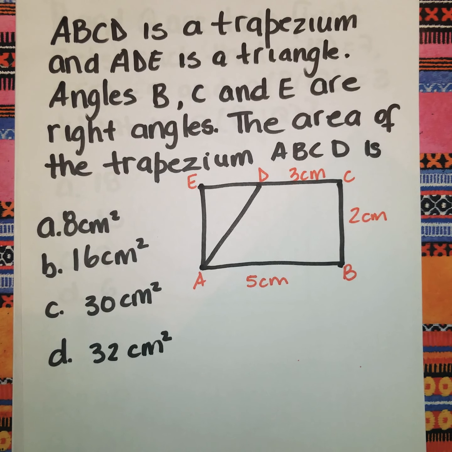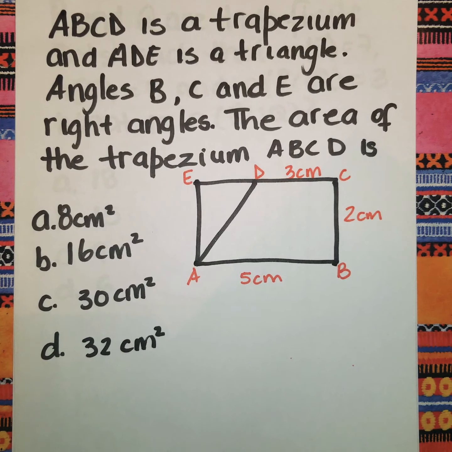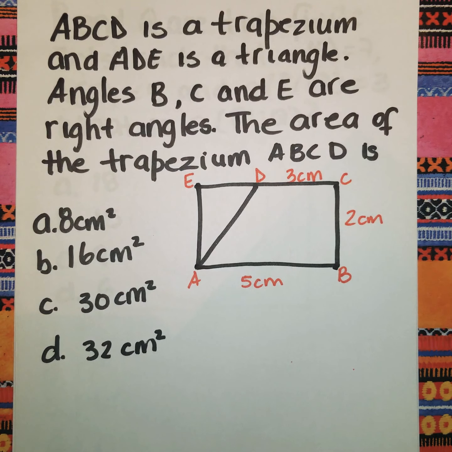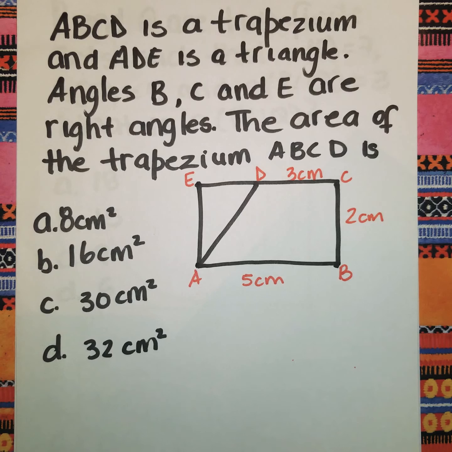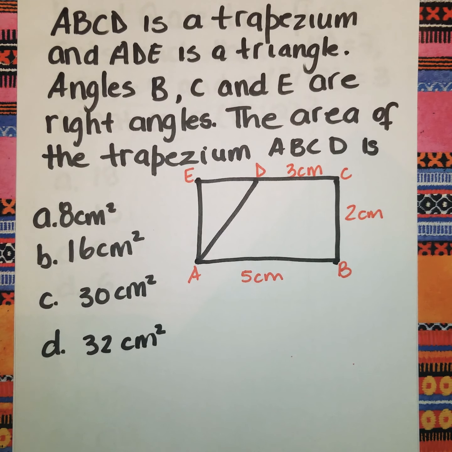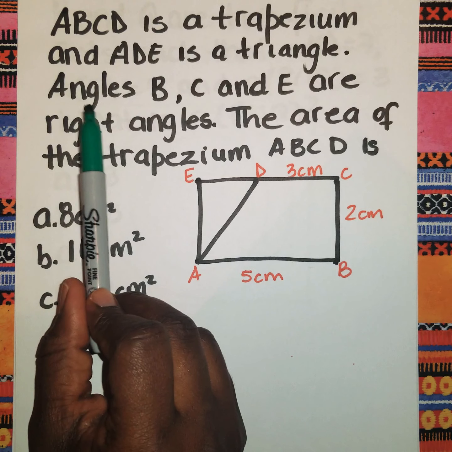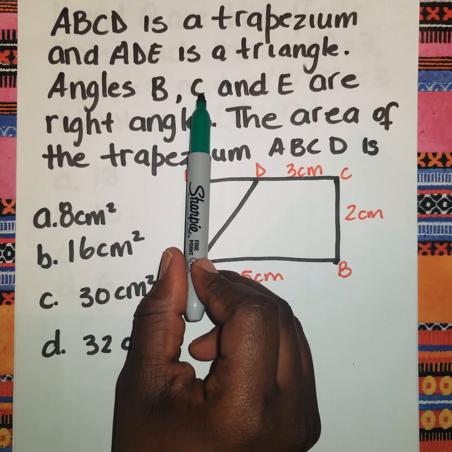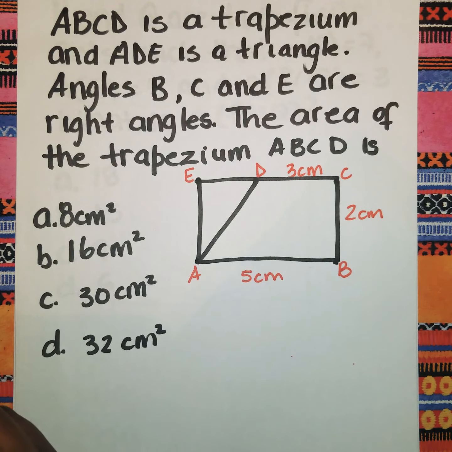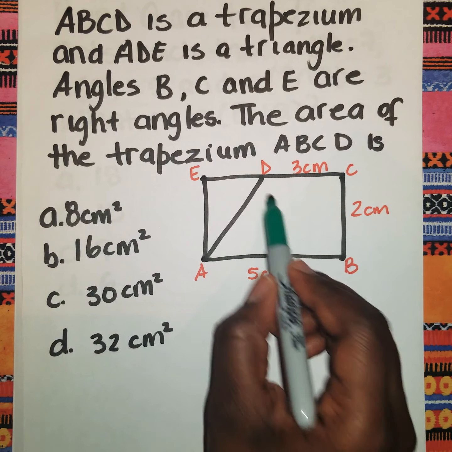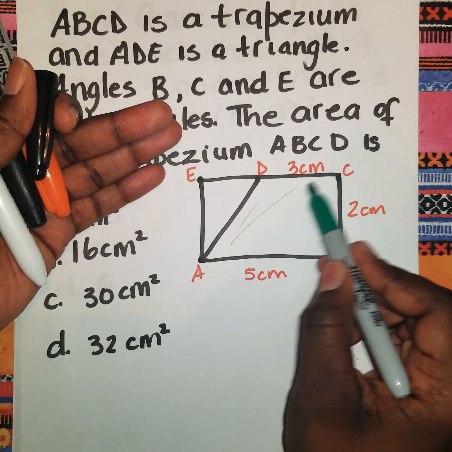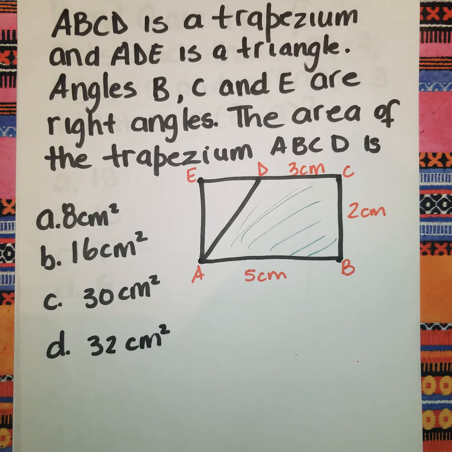All right. So the next question comes to us from algebra. Yeah, I want to say measurement. So A, B, C, D is a trapezium, and A, D, E is a triangle. And the angles at A, C, D are right angles. So they're saying the area of the trapezium A, B, C, D, so it's basically this region they're talking about, which is the trapezium being formed, is what?